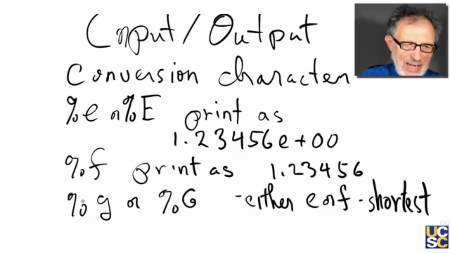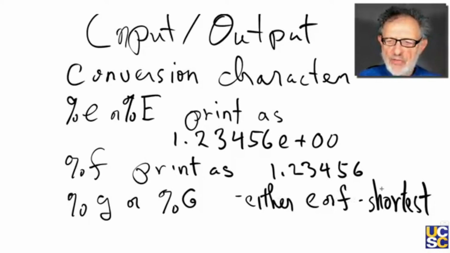Finally, we can have a more flexible format, which is %g or percent uppercase G, and they pick from E or F and decide which one to use based on what gives you the shortest representation. So this is more flexible, but you might end up with one or the other, depending on which is shortest on printing to the screen.